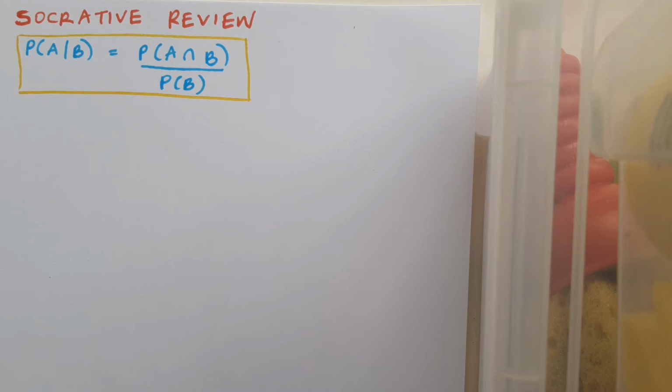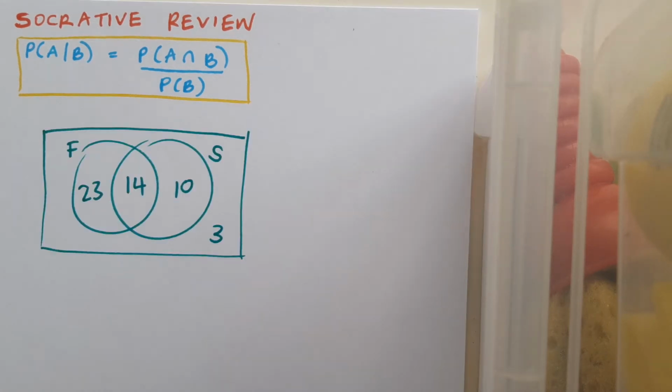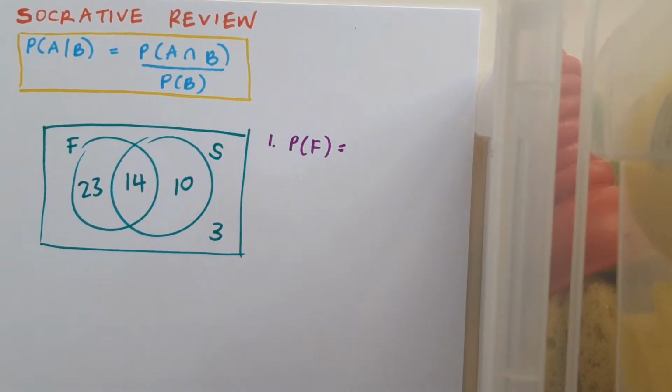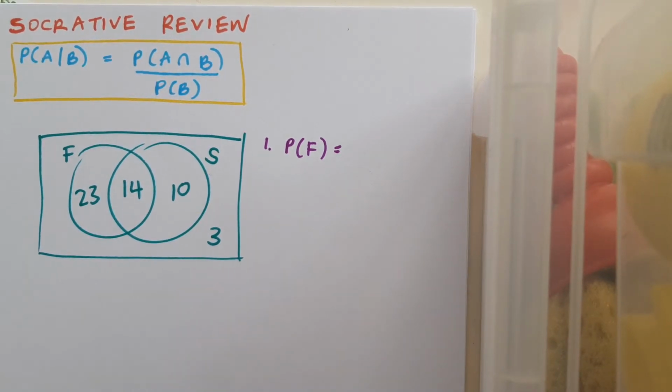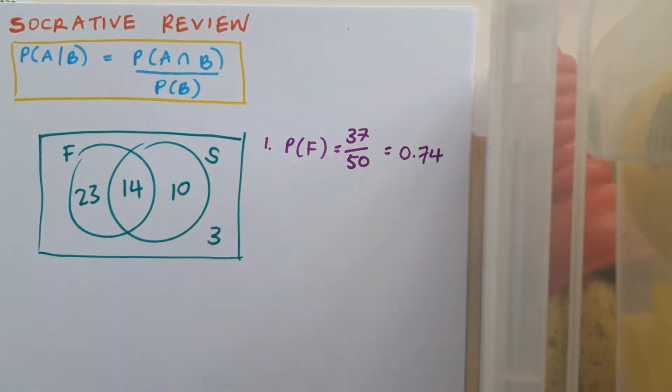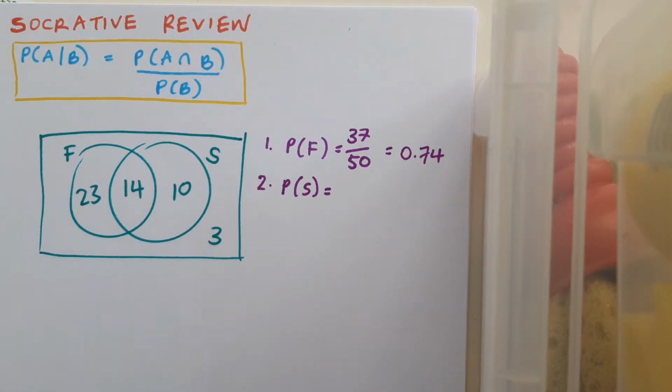This video is a review of the Socrative on conditional probability. The first few questions were based off this Venn diagram. And the first question asks the probability of F. Well, that's just the cardinal number of F over the cardinal number of U. So F has 37 in total, and the whole Venn diagram has 50. So you can write your answer as 37 over 50, or 0.74.